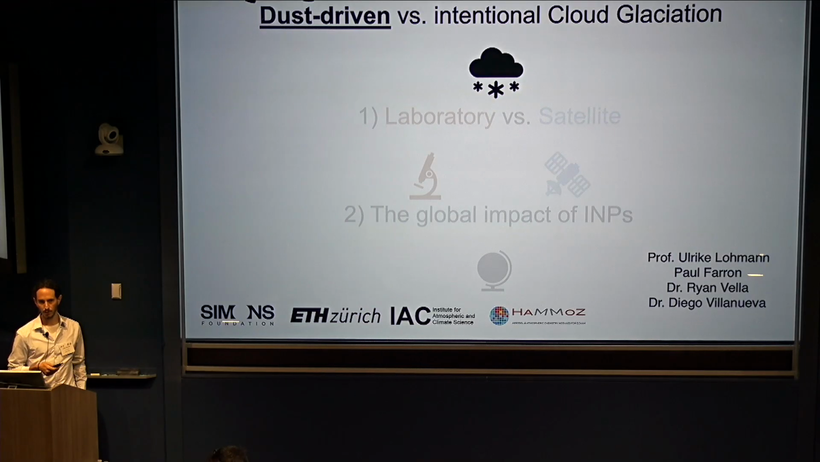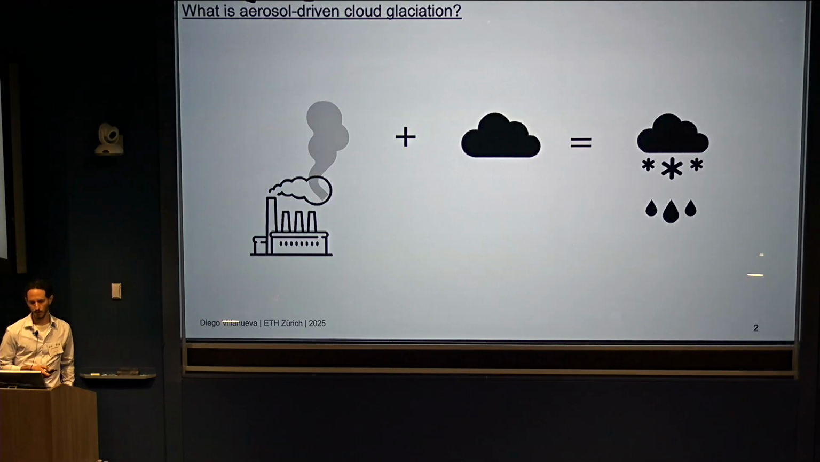So I want to just focus on how we can get cloud glaciation to work in climate models so that we can actually explore these climate interventions that involve mixed phase clouds. So a short introduction, what is cloud glaciation?